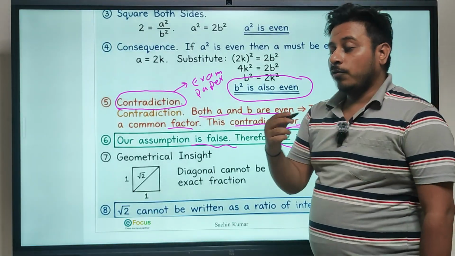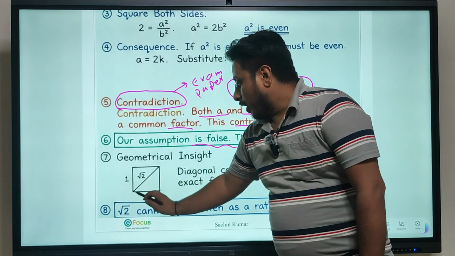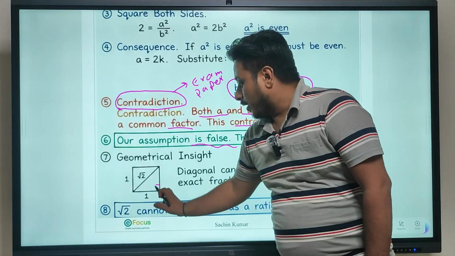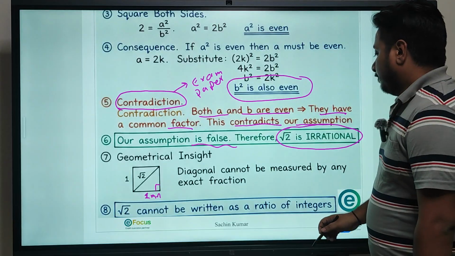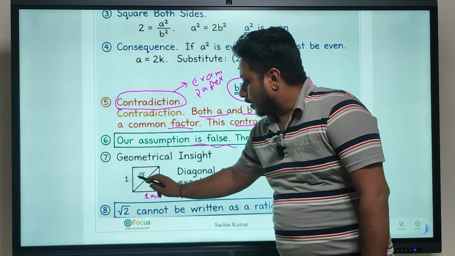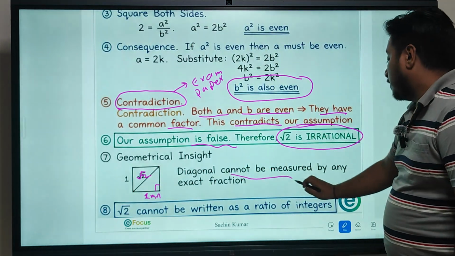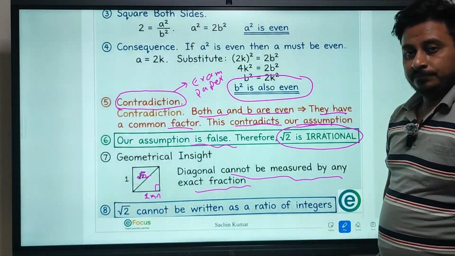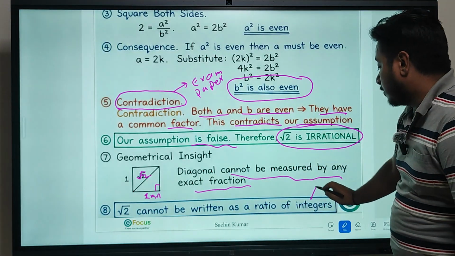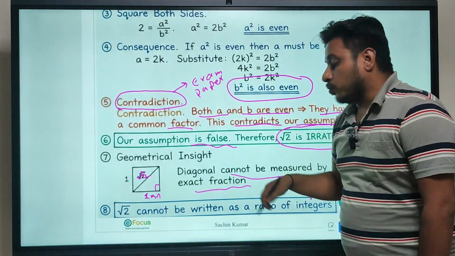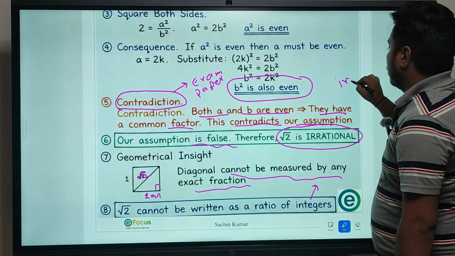There is a geometrical explanation as well. For example, we have a right-angled triangle in a square where each side is 1 mm. If you see, our hypotenuse will become root 2. So the diagonal cannot be measured by any exact fraction. Root 2 cannot be written as a ratio of integers. So this is also an explanation to prove that root 2 is an irrational number.